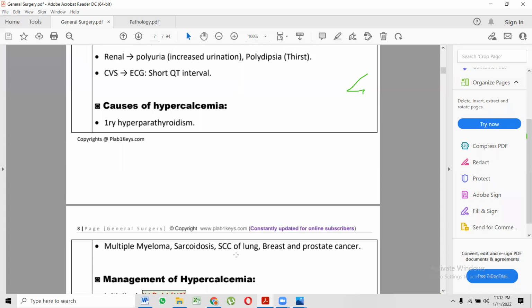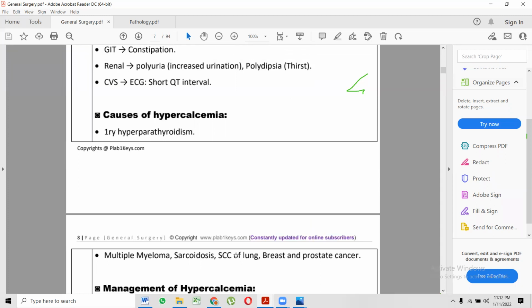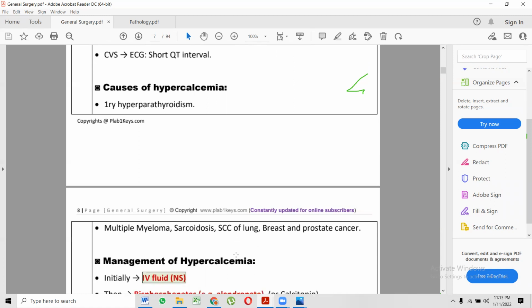Sir, can you repeat this again? In sarcoidosis, you know that granulomas are formed, and the granulomas are composed of macrophages. So the activated macrophages in sarcoidosis form an enzyme called alpha-1 hydroxylase, and alpha-1 hydroxylase is required for the formation of the active form of vitamin D. So due to this enzyme, excessive activation of vitamin D leads to hypercalcemia, because vitamin D will lead to the absorption of calcium from the GIT as well as from renal tubules, so it will lead to hypercalcemia. The initial management of hypercalcemia is IV fluids.